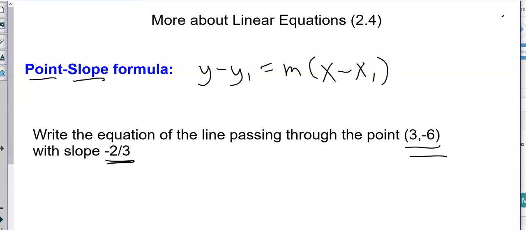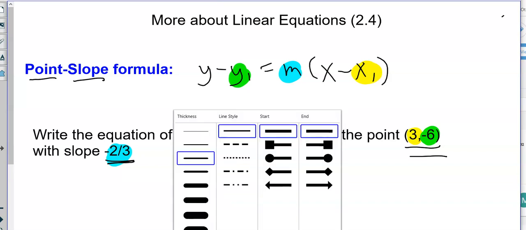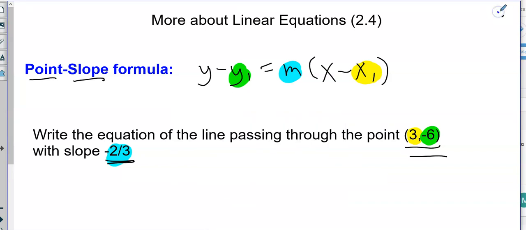So the way the formula works is you really need to put the x value, 3, in place of the x1. That's a little different than what we've seen before. If you plug into slope intercept form, the x is just x. Here, this is your y1, and then your slope obviously is your slope. So you basically have to plug in for those three things, and when you do that, you're going to have your equation.